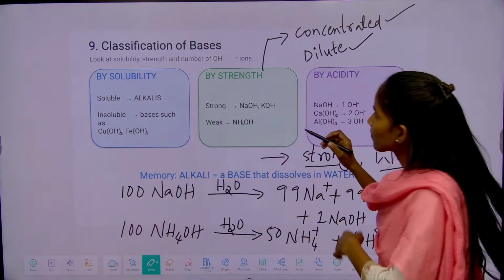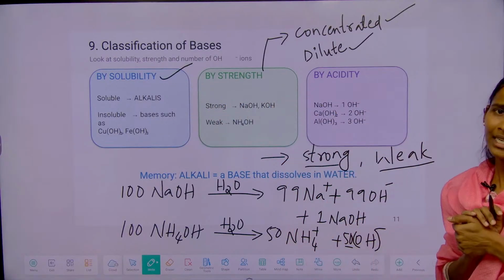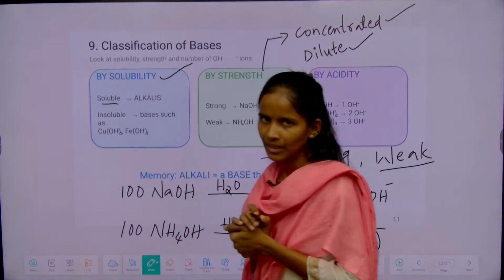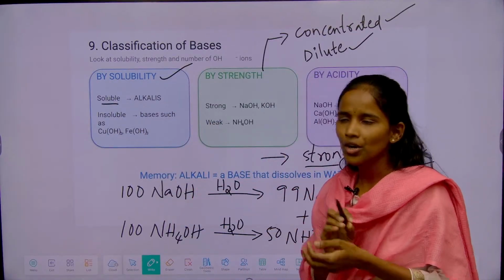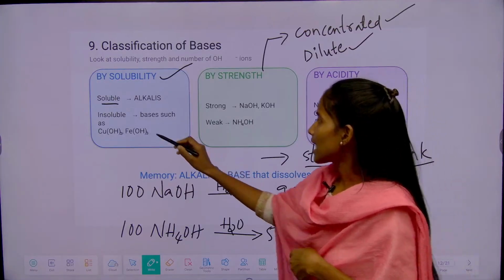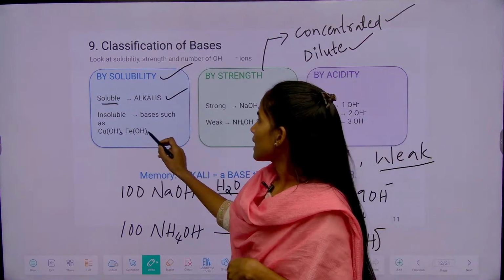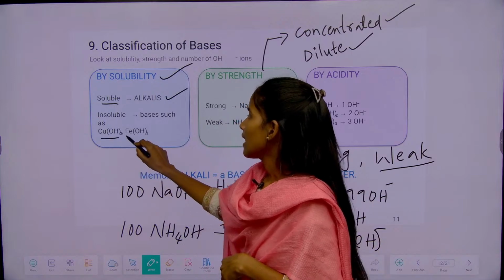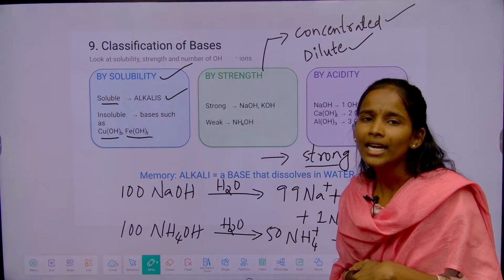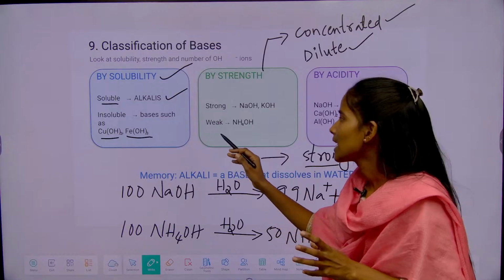Then see solubility. In the last class itself we have discussed solubility. Some bases, like sodium hydroxide and potassium hydroxide, are soluble in water. Such bases we will call alkalis. And insoluble bases such as copper hydroxide and ferric hydroxide are not called alkalis because they are insoluble in water. Only if soluble in water will we call them alkalis.